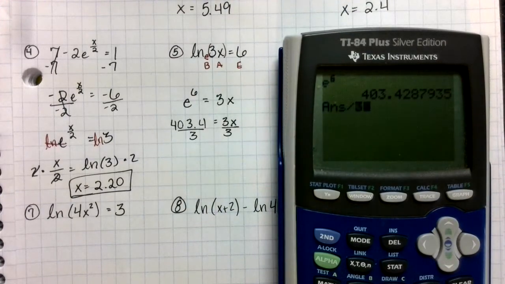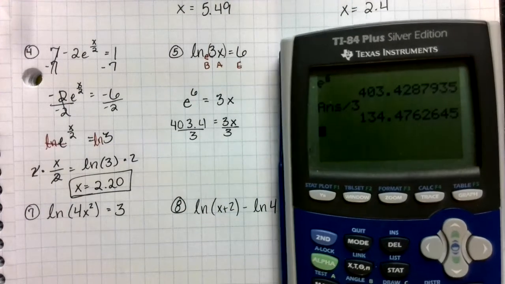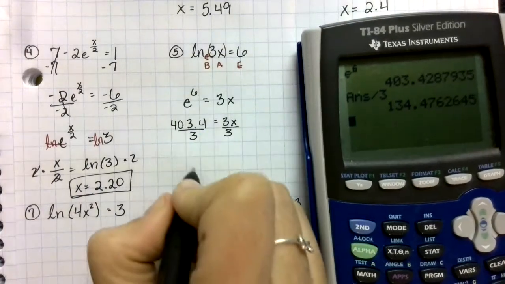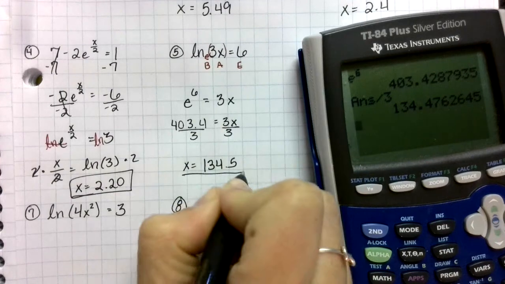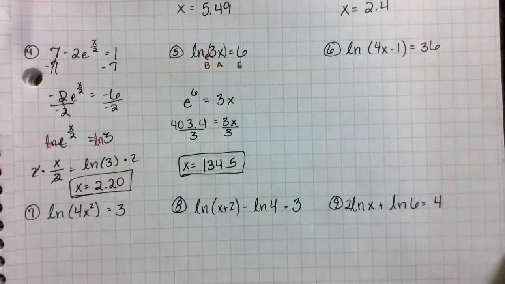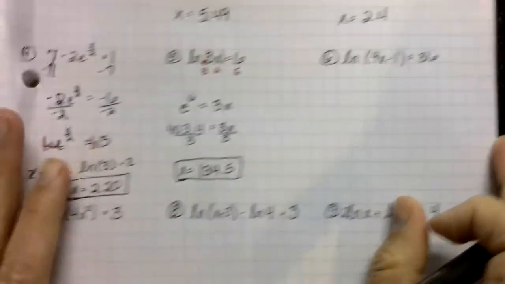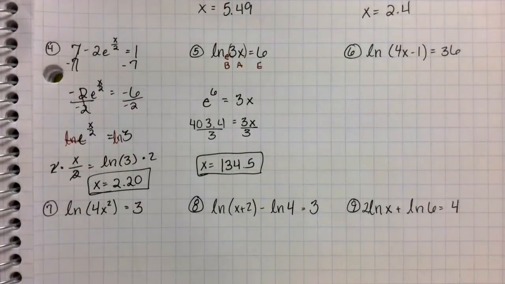So with all of this still in my calculator, I'm going to divide by 3. I'm going to give the final answer as 134.5. Okay. So very, very similar to what we did with logs. Fill in the base, use Bay, solve from there.